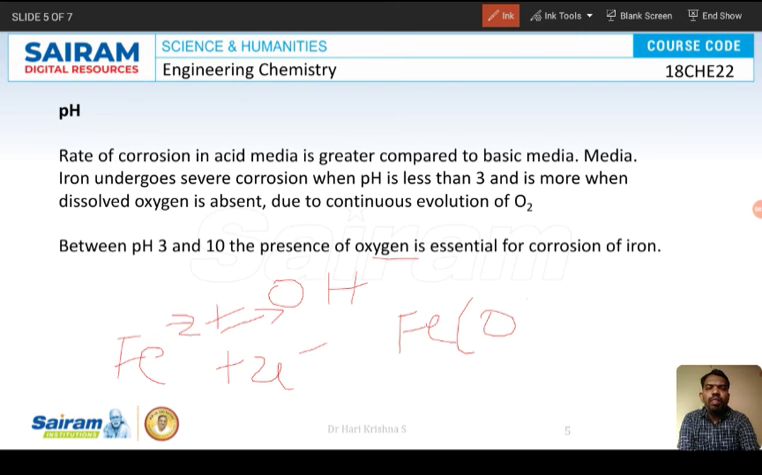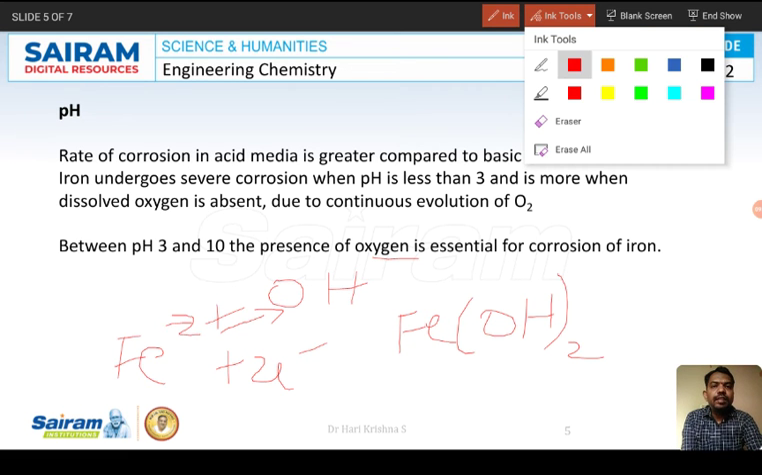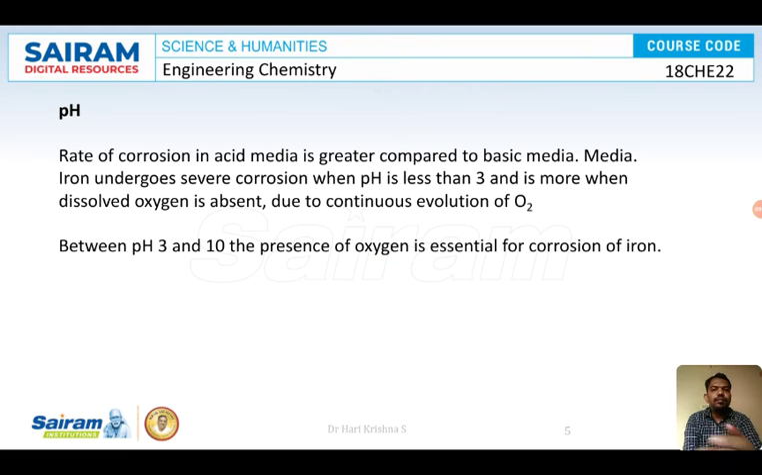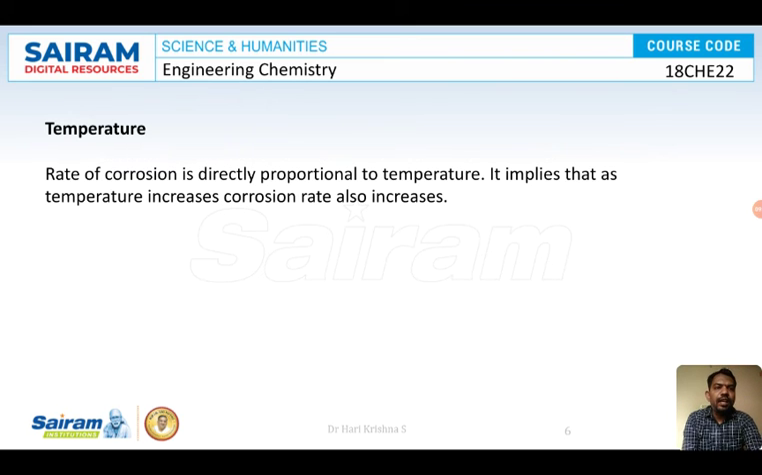This ferrous hydroxide covers the anode and acts as a protective shield, thereby preventing the metal from further undergoing corrosion. It is not that it will completely stop, but the rate of corrosion is less. So this is how the pH also affects corrosion.